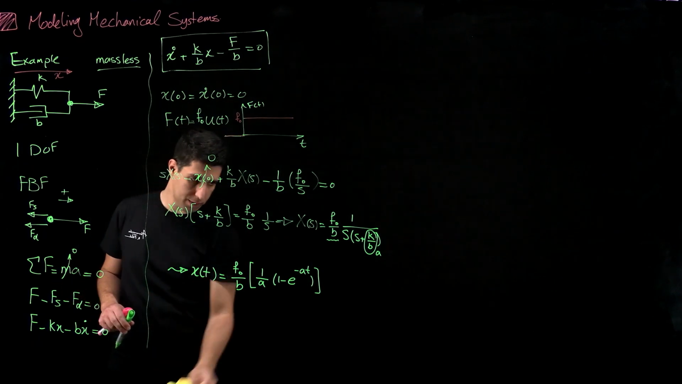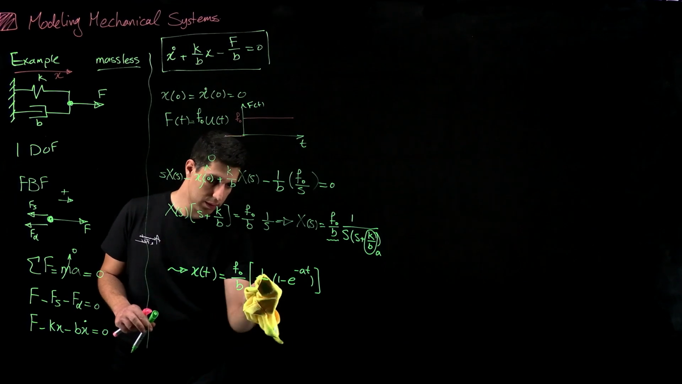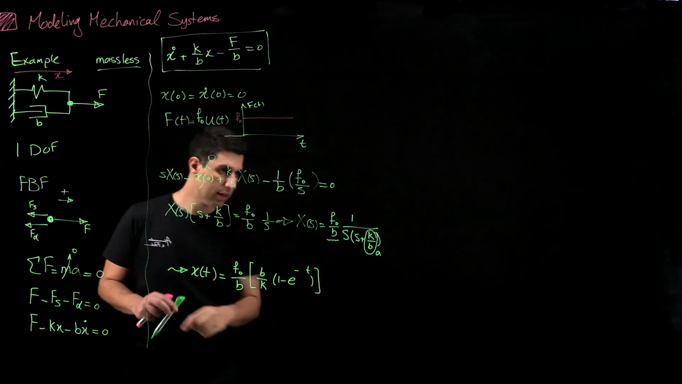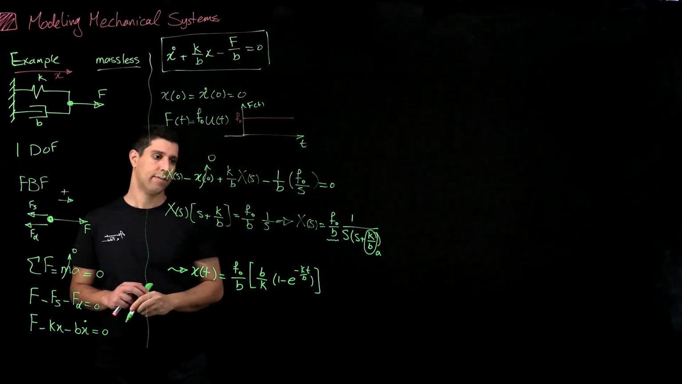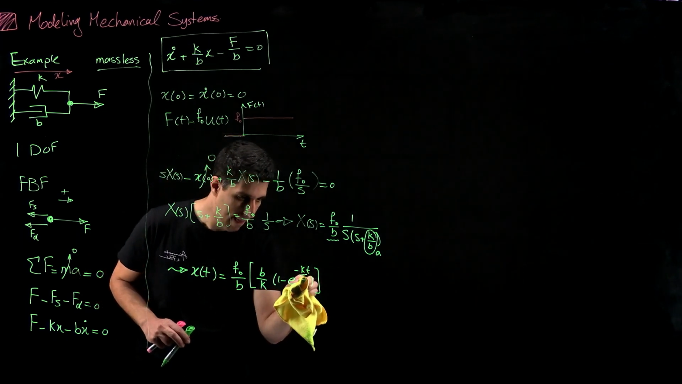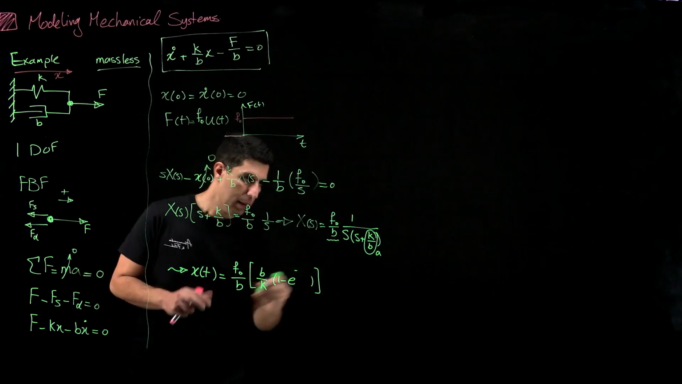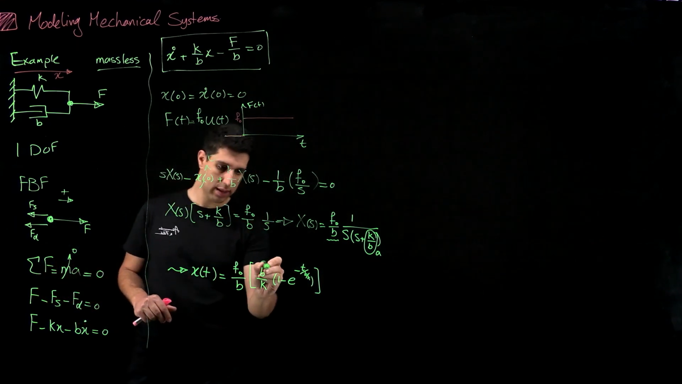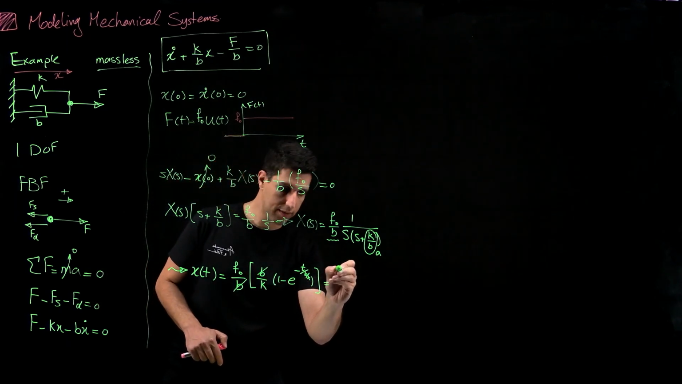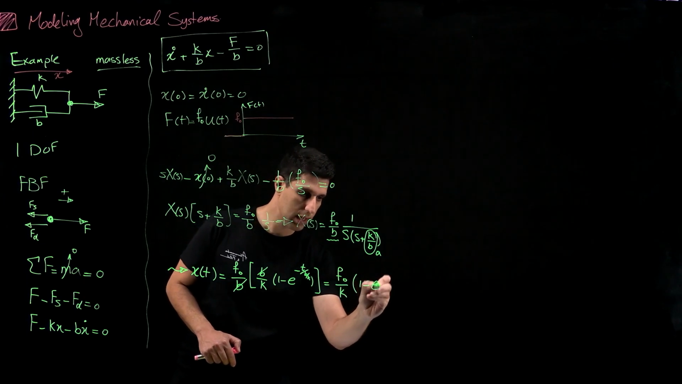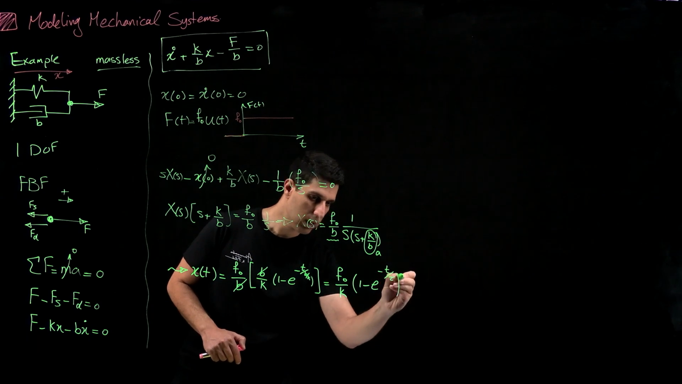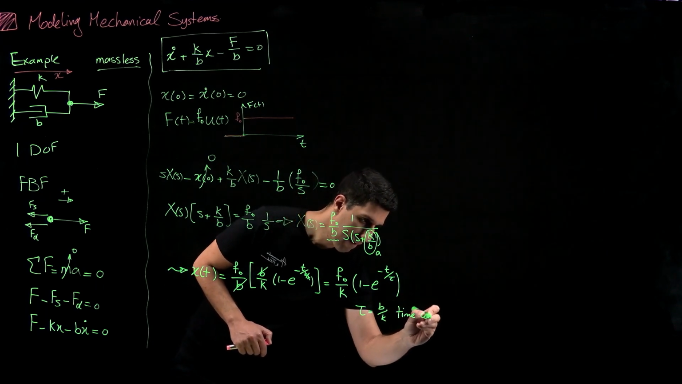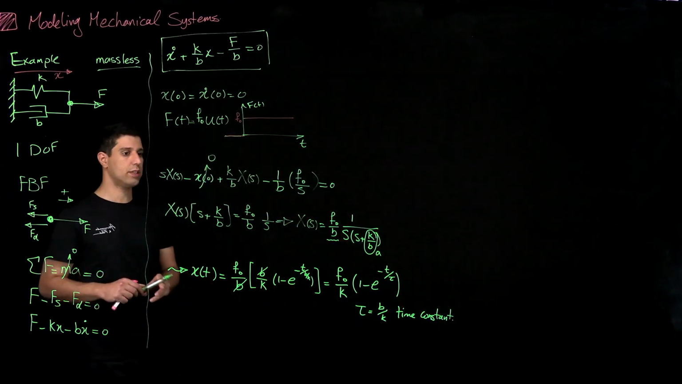And a is k over b. So this will be b over k. And this one is going to be k over b. I'm going to write it this way. Minus t over b over k. That's better. And this b cancels with that. And what I'm left with is f naught over k times 1 minus e to the minus t over tau. And here my tau is b over k. It is called time constant. Time constant of this first order system.